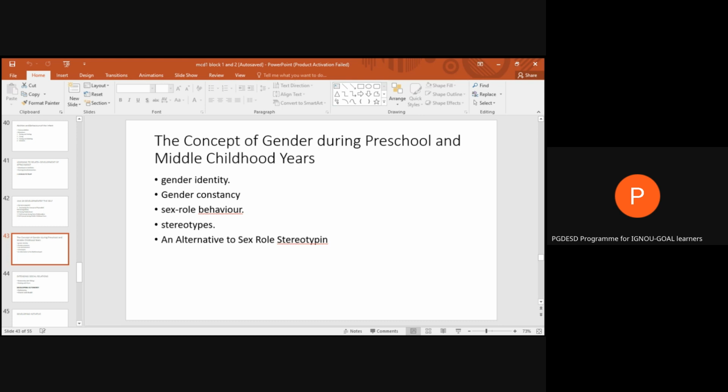Sex role behavior. Another aspect of the concept of gender is acquiring sex role behavior. This means understanding what is appropriate female and male behavior. In our society, the notions about these are fairly rigid and strong. Rigid ideas about what is masculine and what is feminine behavior are called sex role stereotypes.